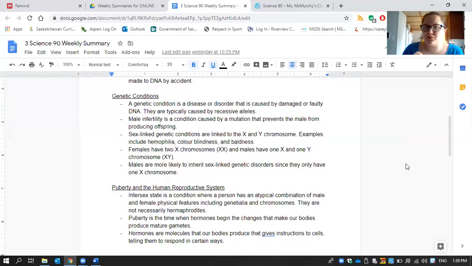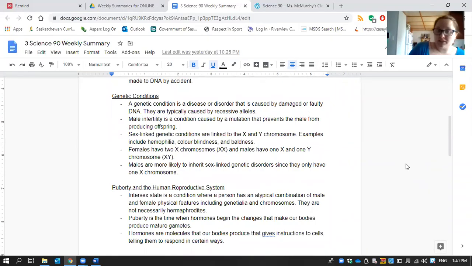So that was what you should have read on Monday. On Tuesday, you should have read about genetic conditions. A genetic condition is a disease or disorder that is caused by damaged or faulty DNA. They are typically caused by recessive alleles. Recessive just means that they're hidden in the background, so they only show if that's the only trait that organism carries.